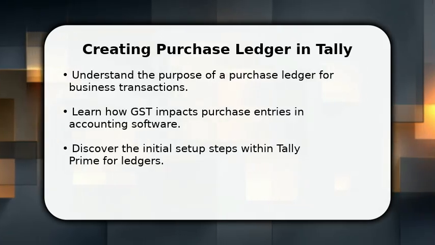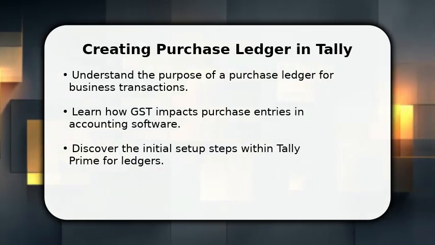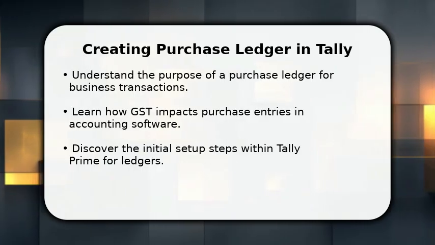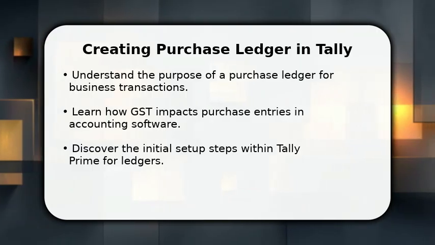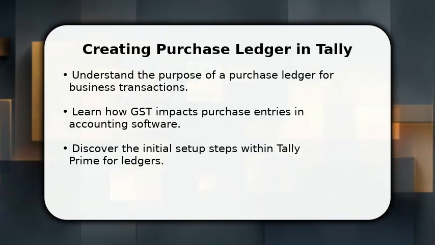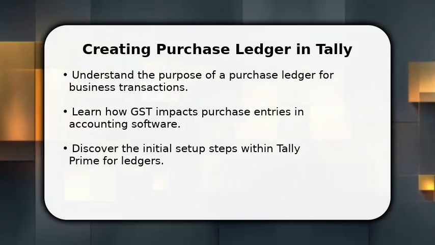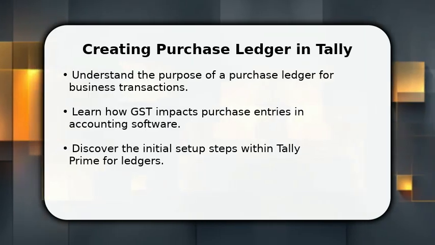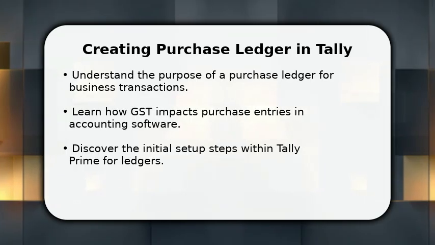In this video, I will explain how to create a purchase ledger with GST in Tally Prime. First, navigate to the gateway of Tally and select Create. Choose Ledger from the list. You'll then enter the ledger's name, like Purchases at 18% GST, and select Purchase Accounts as the group. This foundational step ensures your ledger is correctly categorized for all future transactions.